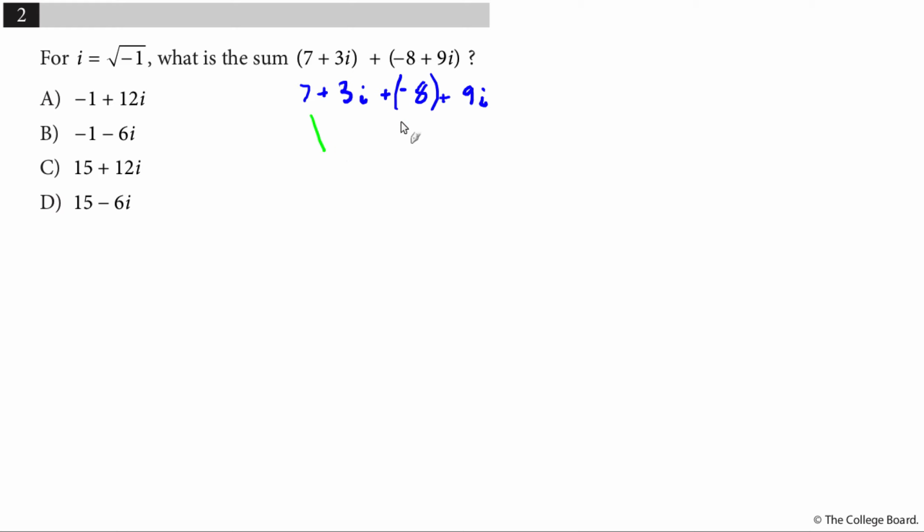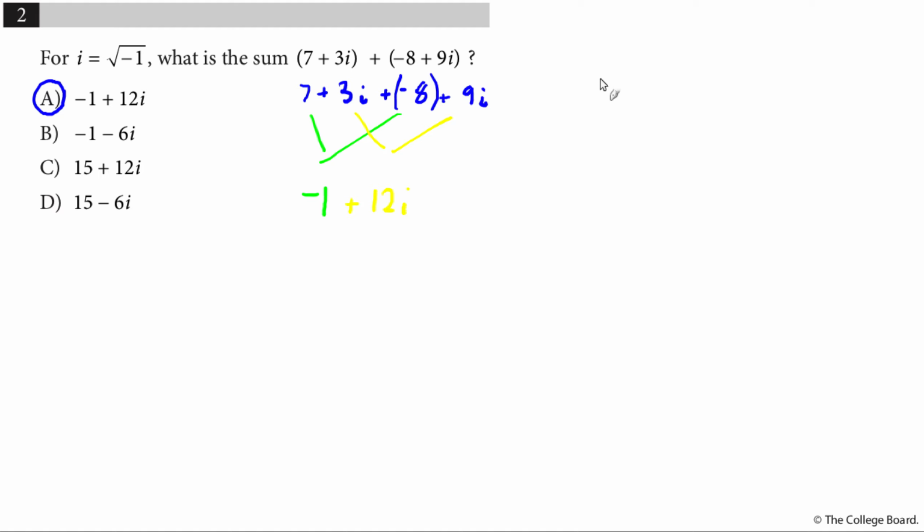Say, if you have 7 plus -8, that gives me -1. We have 3i plus 9i, that gives me 12i. That might be a little bit difficult to see. So -1 plus 12i.